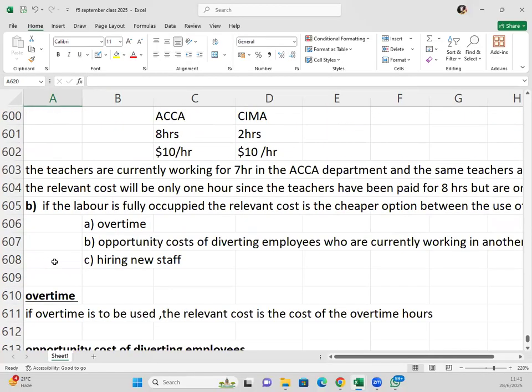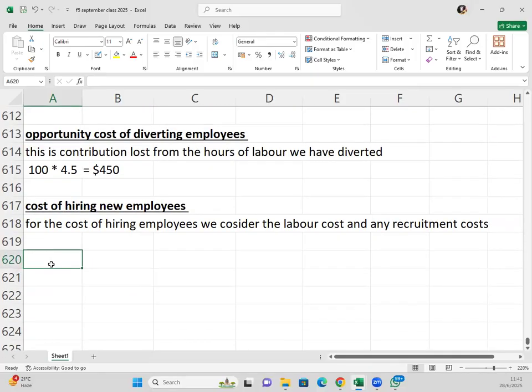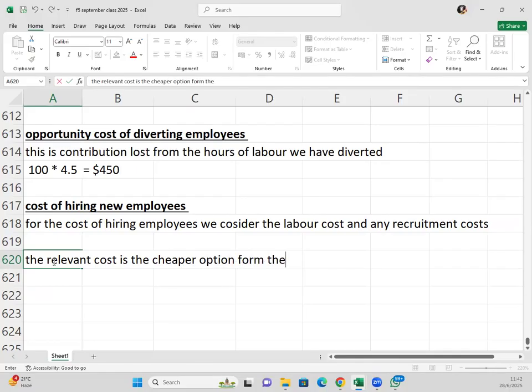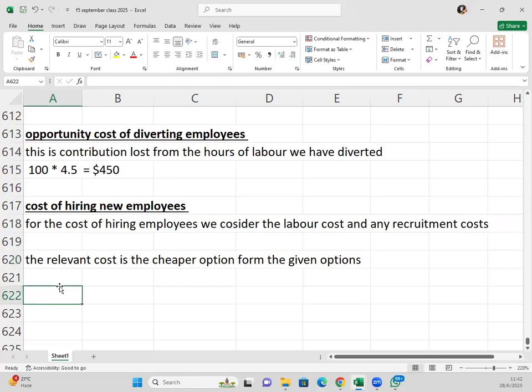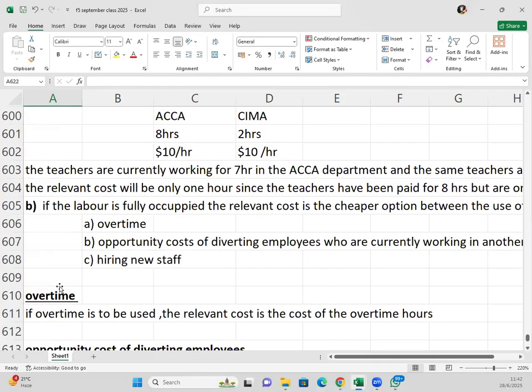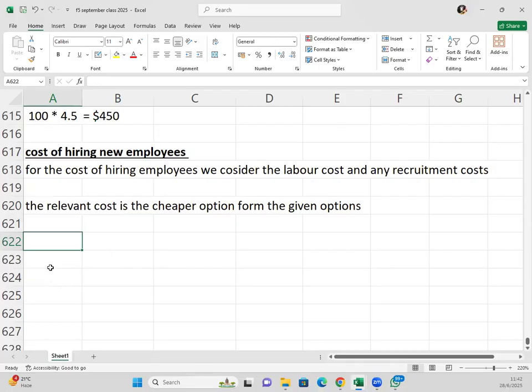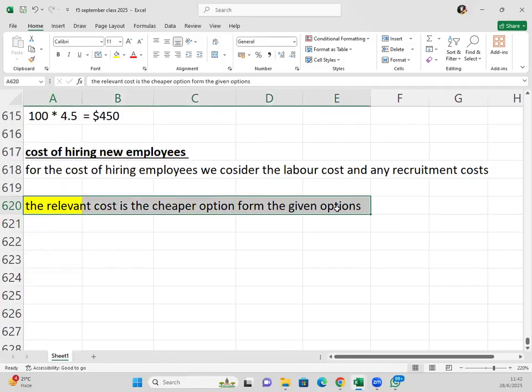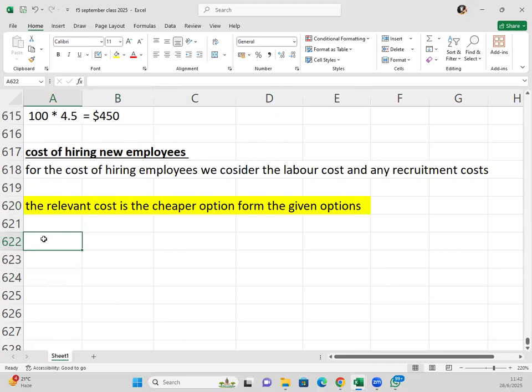So if there are these three options, which one would be part of your relevant cost? The relevant cost is the cheaper option from the given options. So from the given options, you calculate the cost of each option. For labor, the relevant cost is what is cheaper for you. What is cheaper? Should you hire employees? Should you use your employees overtime? Should you divert employees from another department? So the cheaper option would be part of your relevant cost.